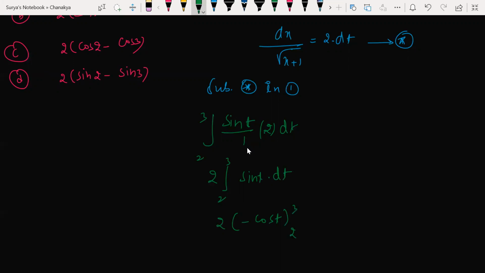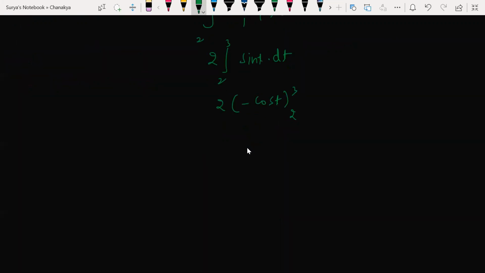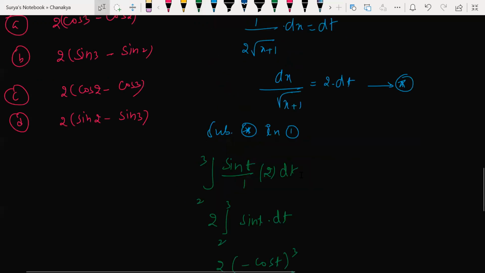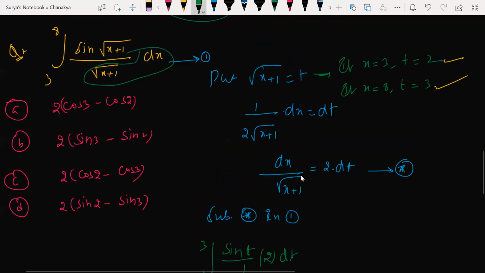From 2 to 3. Now it is very simple. 2 times, minus outside, so cos 3 minus cos 2. Multiplying the minus inside, it becomes cos 2 minus cos 3. This is your answer: 2 times (cos 2 minus cos 3). Option C is correct.